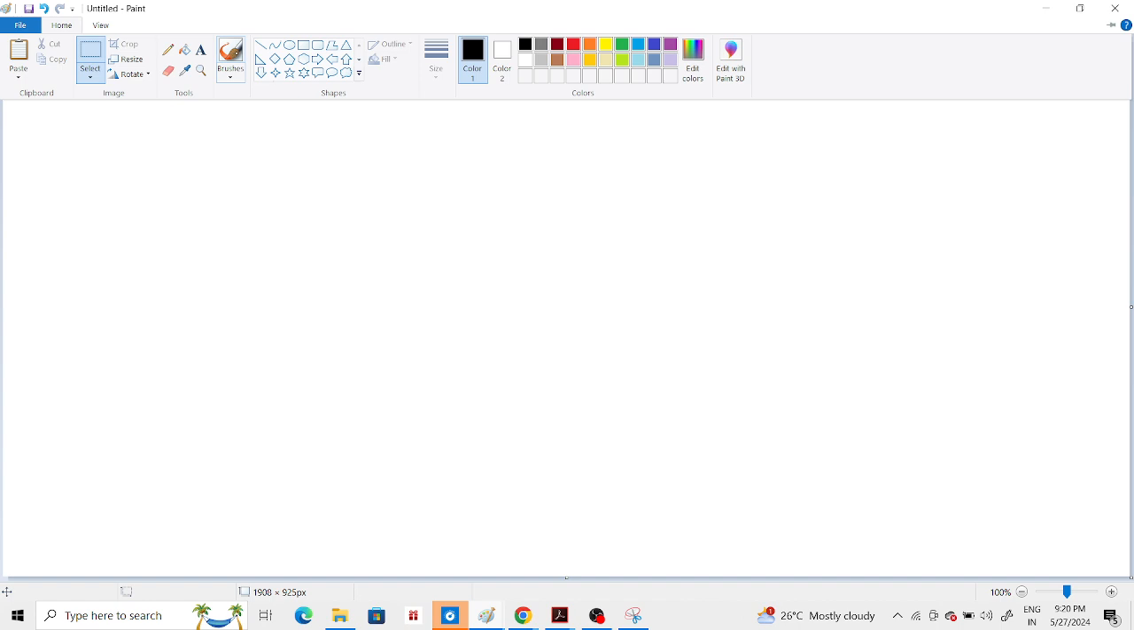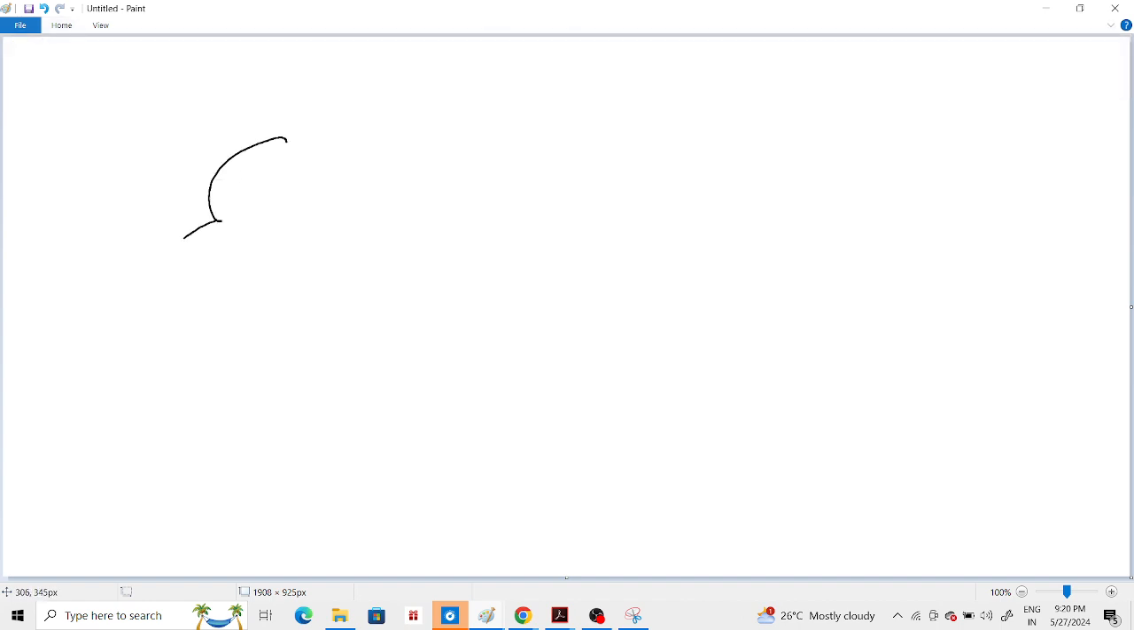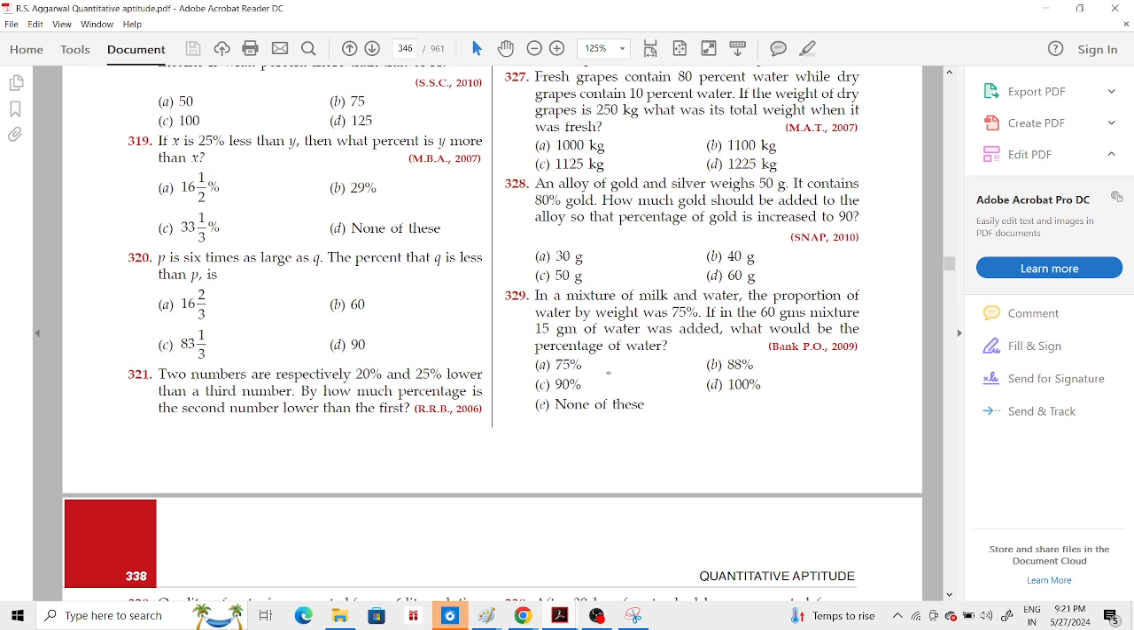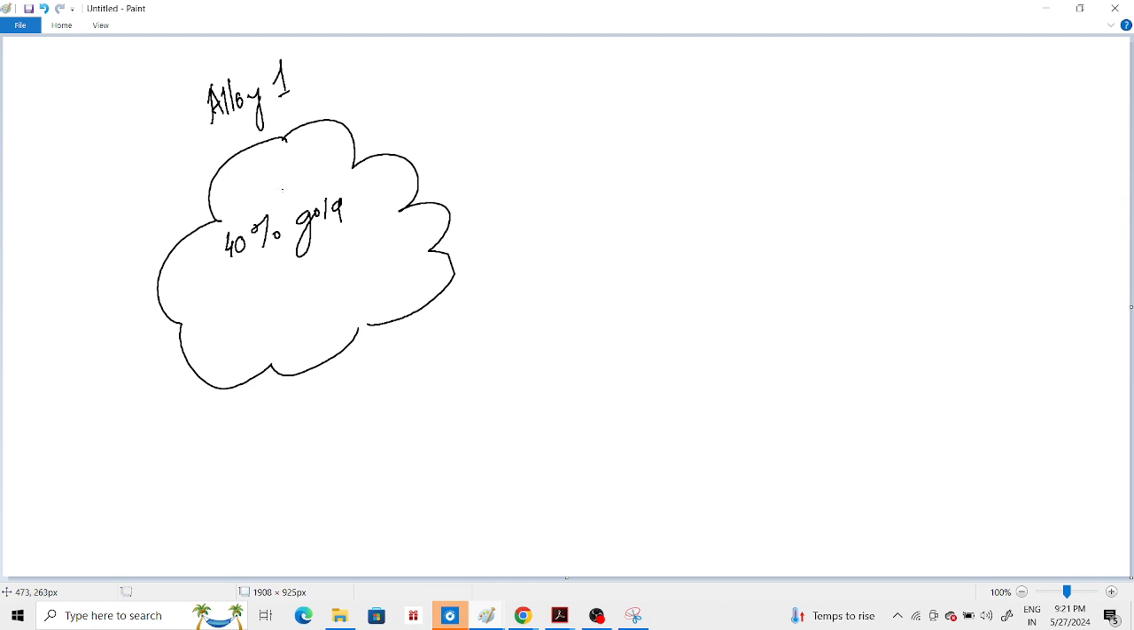So let me help you visualize this thing. So this is one alloy, alloy 1. Here there is, say for example, 40% gold, and rest is silver. Let me take the example of this sum only. Sir, answer is 50. 50 is the right answer. Yes, so an alloy of gold and silver contains 50 gram. So this particular alloy, total mass is 50 gram, right?